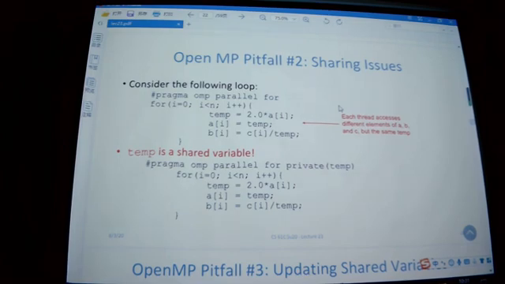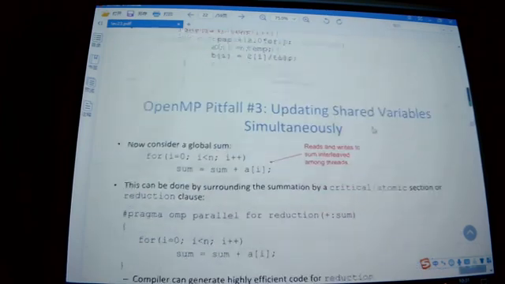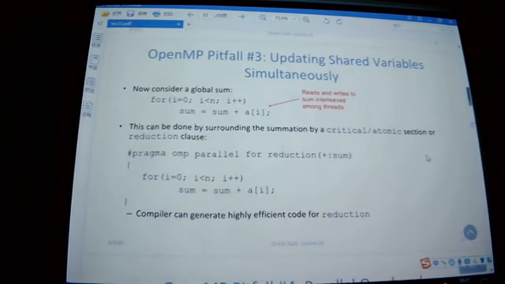The role of this division is to divide the work among three threads. The third is updating shared variables simultaneously. We can use the array, and reads and writes to the sum can be interleaved among threads. This can be fixed by surrounding the summation with a critical or atomic section, or by using a reduction clause.